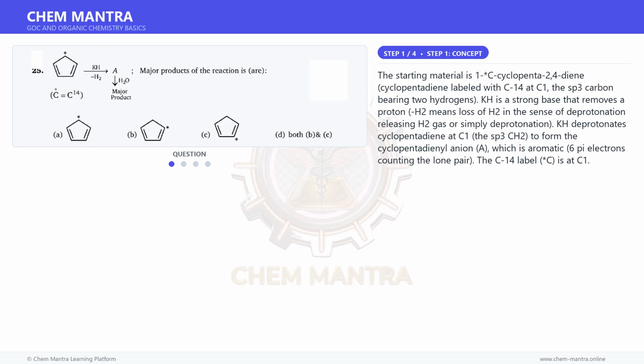KH is a strong base that removes a proton. H2 means loss of H2 in the sense of deprotonation, releasing H2 gas, or simply deprotonation. KH deprotonates cyclopentadiene at C1, the sp3 CH2, to form the cyclopentadienyl anion A, which is aromatic, 6 pi electrons counting the lone pair. The C14 label, *C, is at C1.